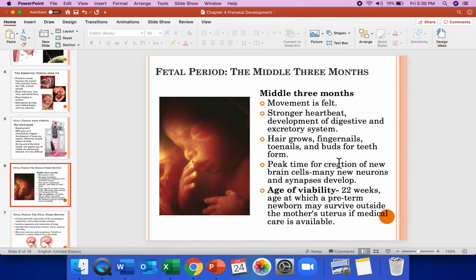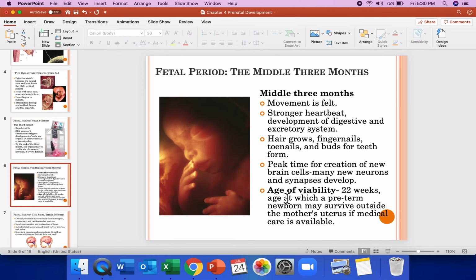We're going to see the development of hair, fingernails, toenails, buds for the teeth. We're going to see a lot of development in the brain. So there's a lot of brain cells, neurons, that are going to develop, and connections within those brain cells, called synapses, are also going to develop.